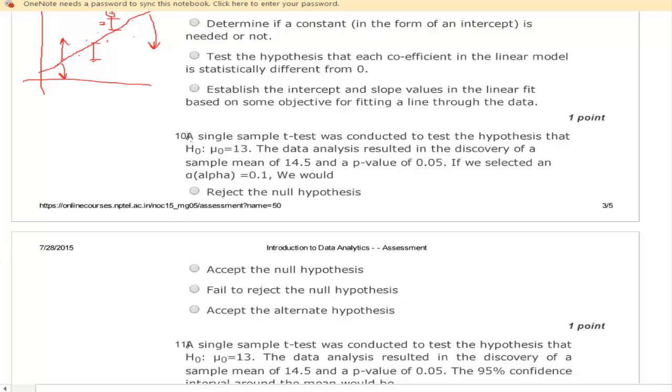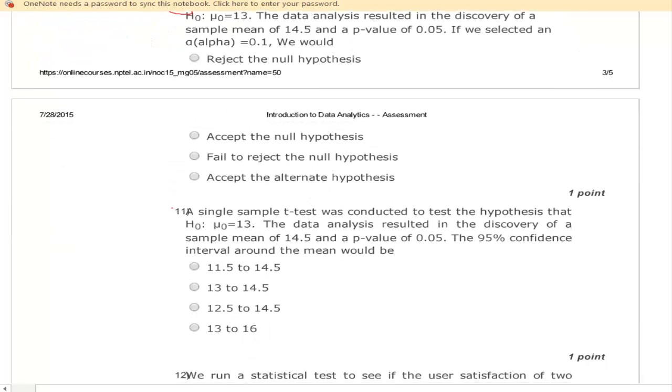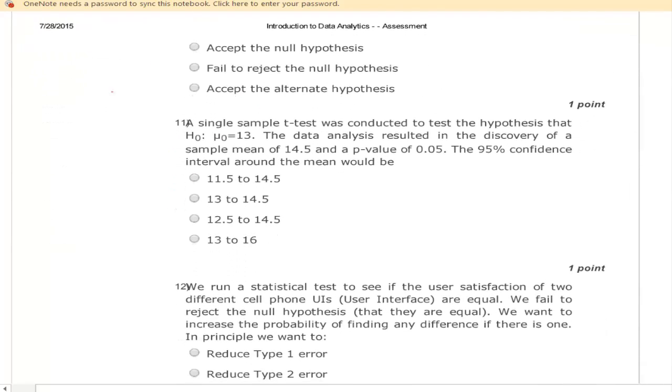We have finished question 10. Now finally question 11. A single sample t-test was conducted to test the hypothesis that mu0 is equal to 13. The data analysis resulted in the discovery of a sample mean of 14.5 and a p-value of 0.05. The 95% confidence interval around the mean would be.